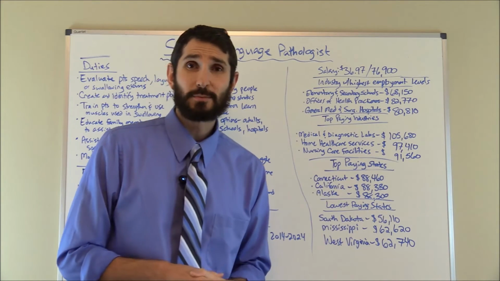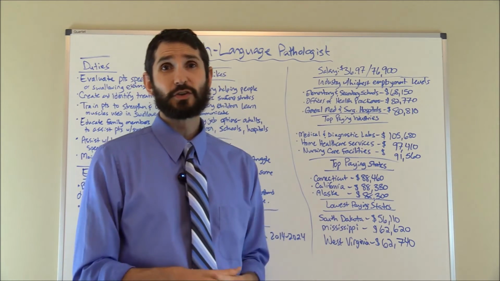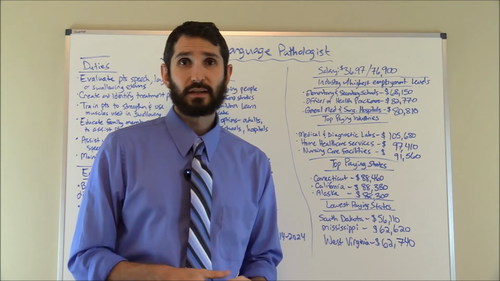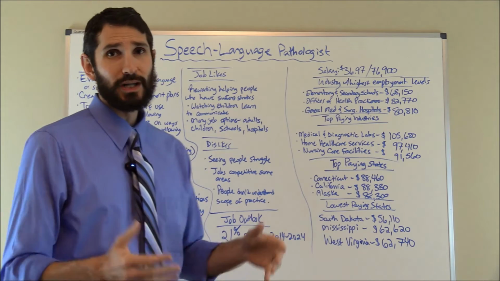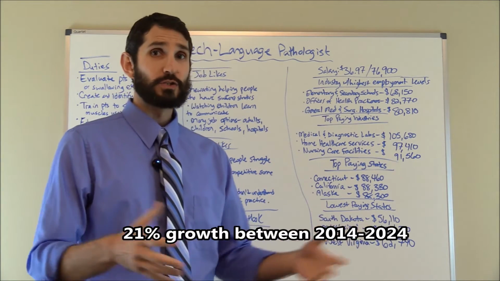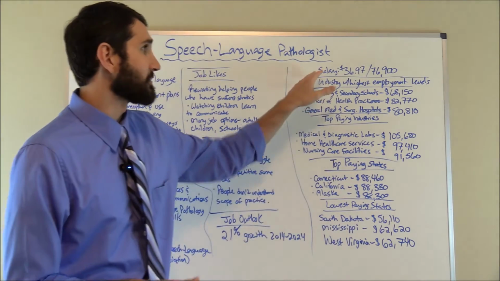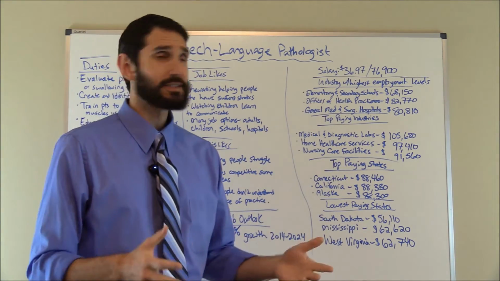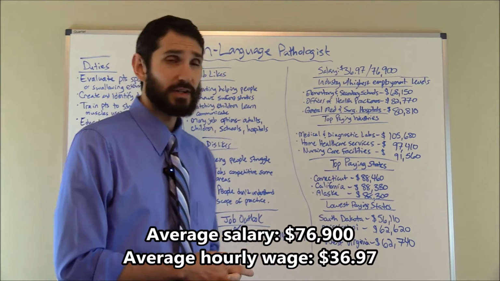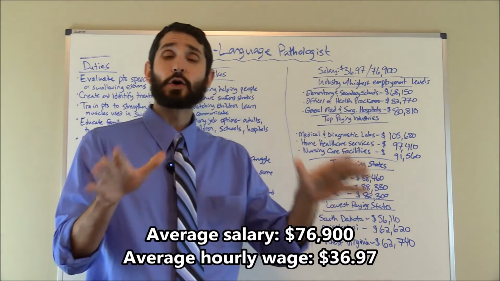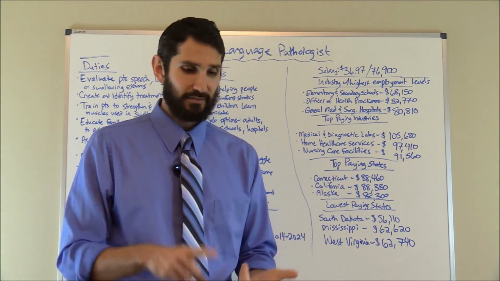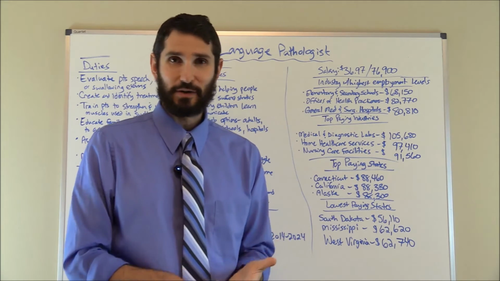Okay, now let's talk about the jobs outlook and salary statistics. According to the Bureau of Labor Statistics, which is the government organization that records and collects jobs data, they're projecting a 21% growth rate between years 2014 and 2024, which is really good for this profession. Now, as far as the salary is concerned, the average annual salary is going to be $76,900, and the average hourly wage is $36.97. Now, that's only average, and you may make more or less depending on the state in which you live, the industry in which you work, your years of experience, and things like that.